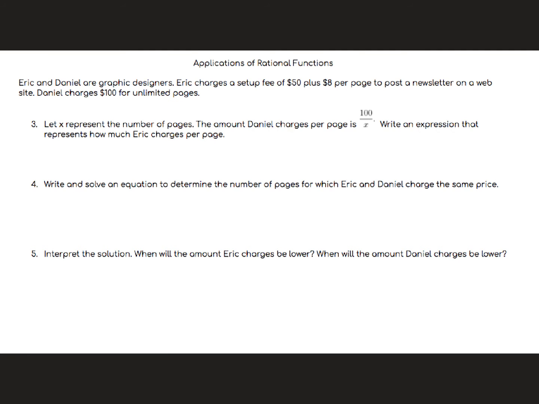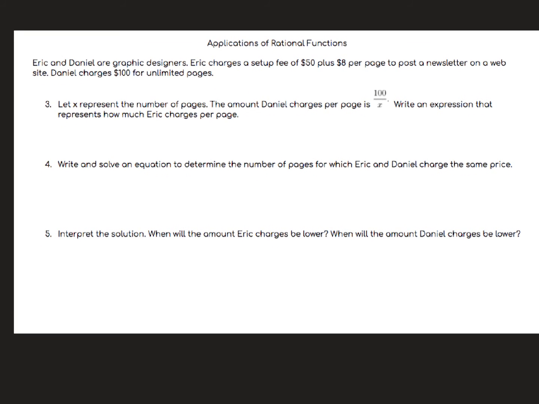All right, now we got some words. So let's go ahead and read. We've got Eric and Daniel. I couldn't see the E, so I didn't know what was going on. Eric and Daniel are graphic designers. Eric charges a setup fee of $50, so we're going to have to pay $50 plus $8 per page. Daniel charges $100, unlimited pages.